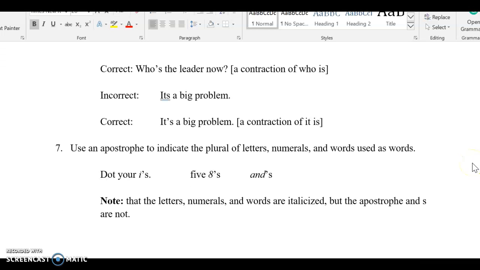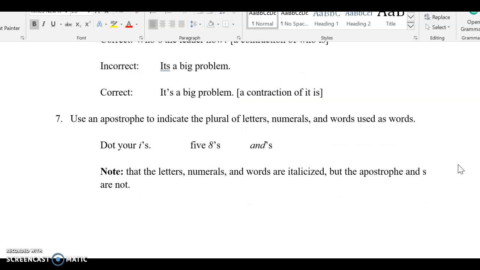Use an apostrophe to indicate the plural of letters, numerals, and words used as words: dot your i's, 5's, and's. Note that the letters, numerals, and words are italicized, but the apostrophe and s are not. And that is it, including colons, hyphens, and apostrophes.